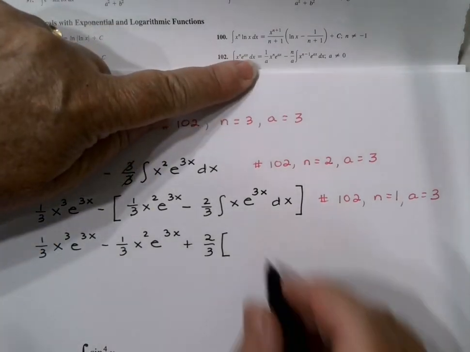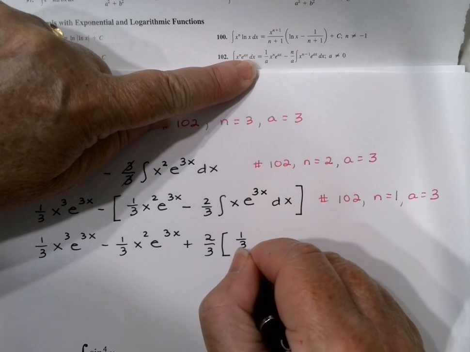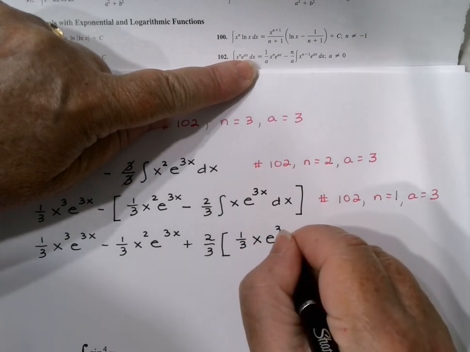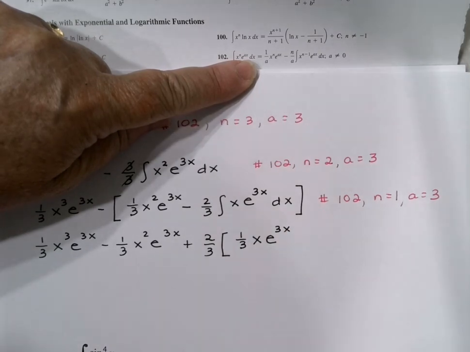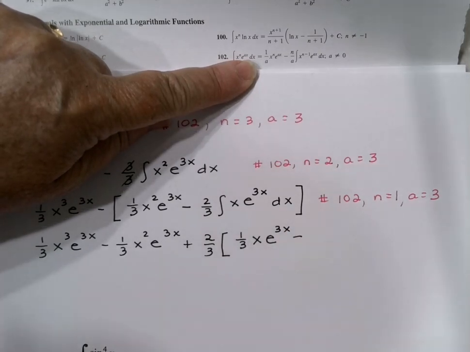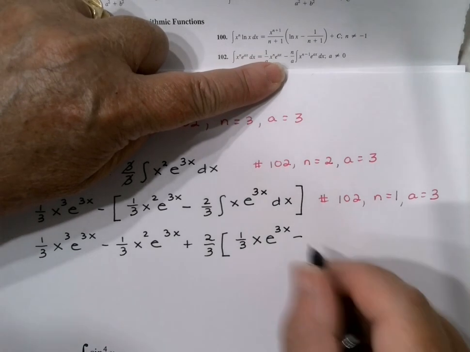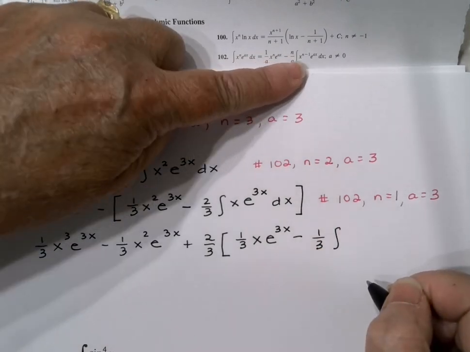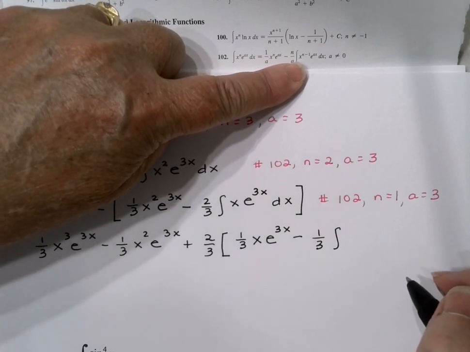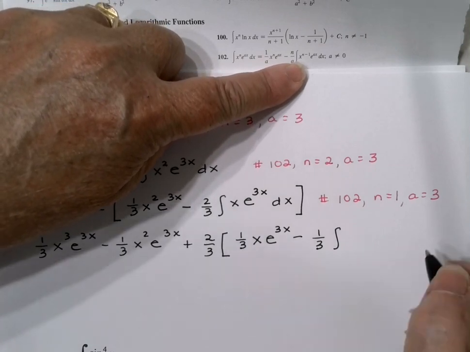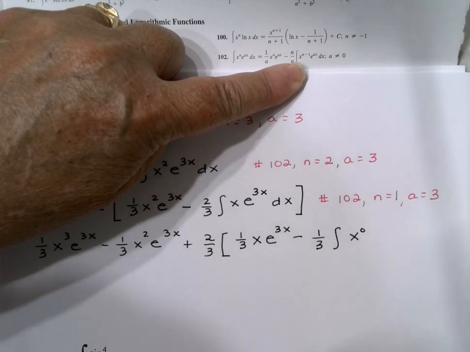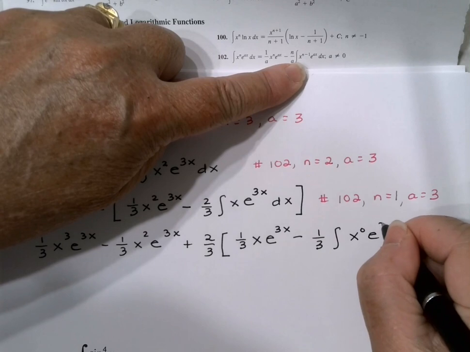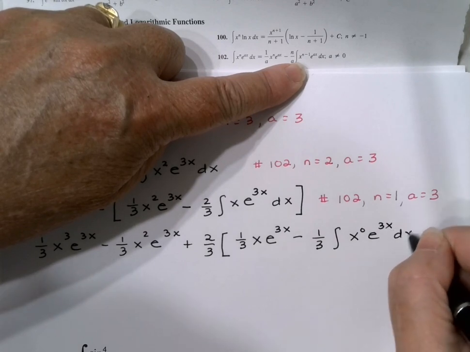So 1 over a, 1/3 x to the first e to the 3x minus n over a, 1/3, integral of x to the n minus 1, that's just going to be x to the 0, which is 1. I'll write it out here, but don't really have to, right? And then e to the 3x dx.